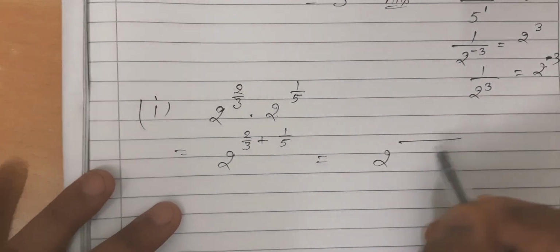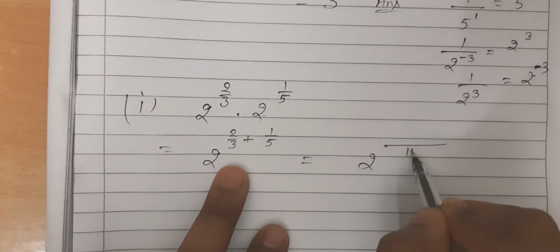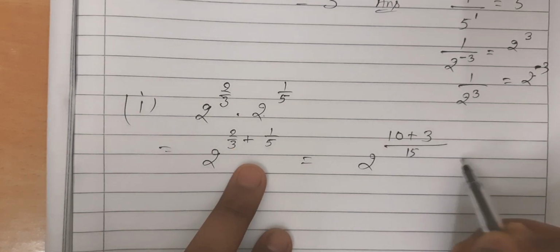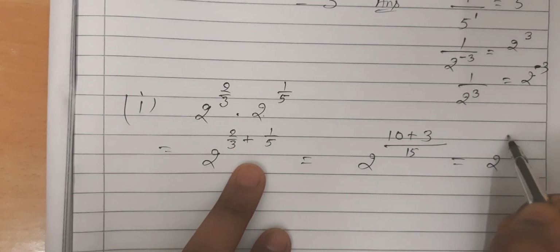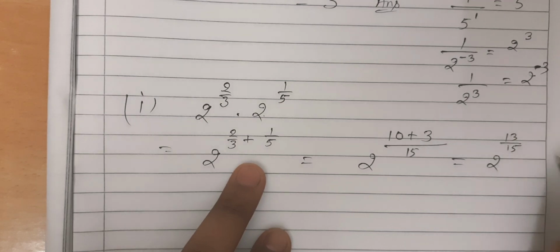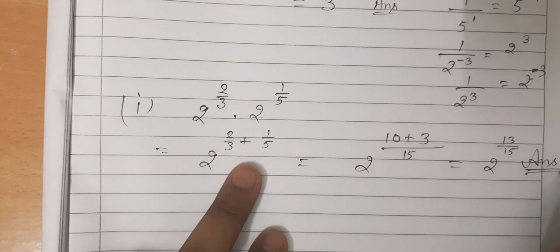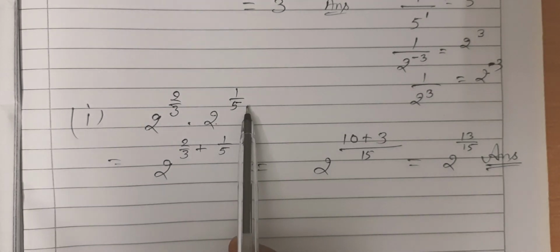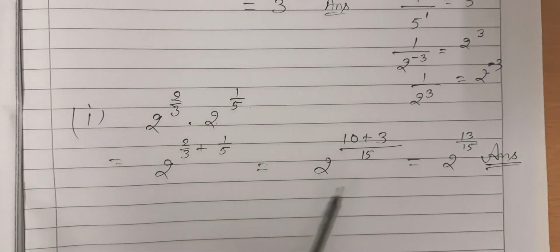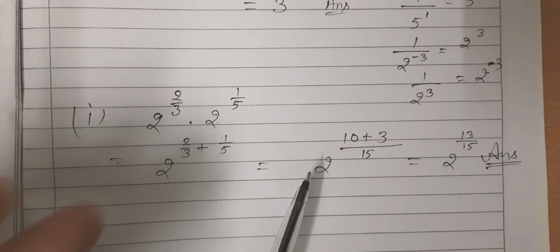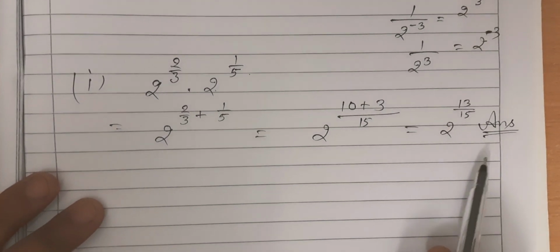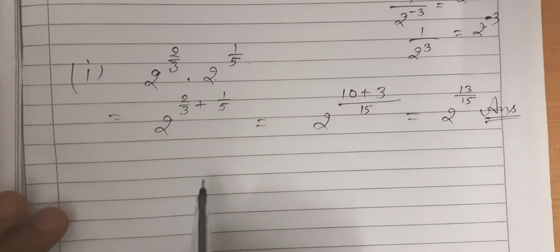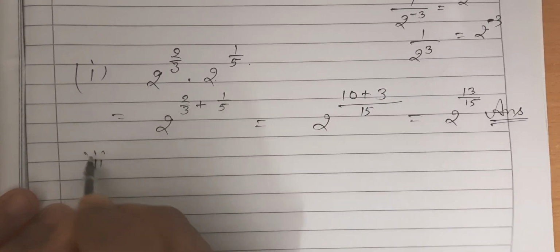So 2 raised to the power, we will take the LCM. LCM is 15. Then here we'll get 10 plus 3. So we'll get 2 raised to the power 13 by 15. This is the answer. So please correct it. It is 1 by 5, not 1 by 3. I read 1 by 3 and I have solved by taking 1 by 3 only. So please make a change. So first we have done, second we have done. Let us see the third one.